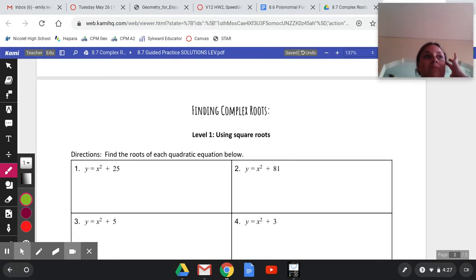To find complex roots, when we see this, we are just going to solve for roots by setting each of these quadratic equations equal to 0. If 0 equals x squared plus 25, then I would subtract the 25, so x squared is equal to negative 25. Then when I take the square root of both sides, I get 5i.